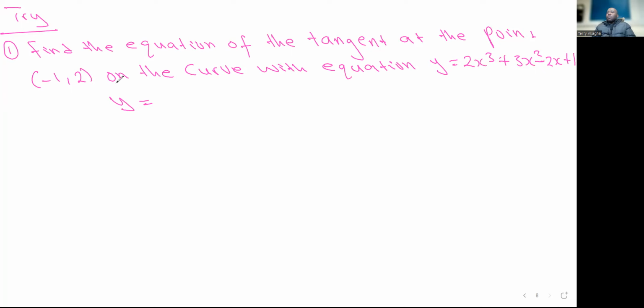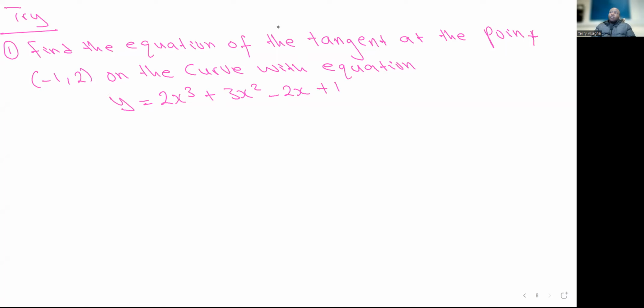So I'm going to write it here again, so it's clearer. Y is equal to 2x cubed plus 3x squared minus 2x plus 1. So that is the curve, and we find the equation of a tangent.